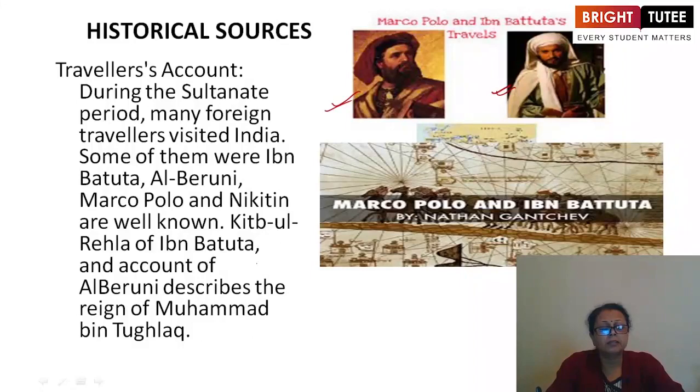Kitab-ul-Rihla of Ibn Battuta, an account of Al-Baruni, describes the reign of Muhammad bin Tughlaq. Al-Baruni, Marco Polo, Nikitin were well-known travelers. Ibn Battuta was also one of them, and they have written their books. Ibn Battuta's Kitab-ul-Rihla is an account in which he describes the reign of Muhammad bin Tughlaq.